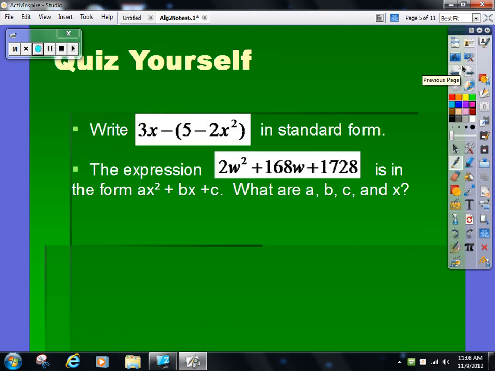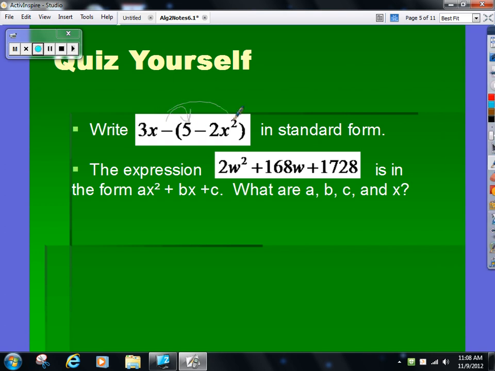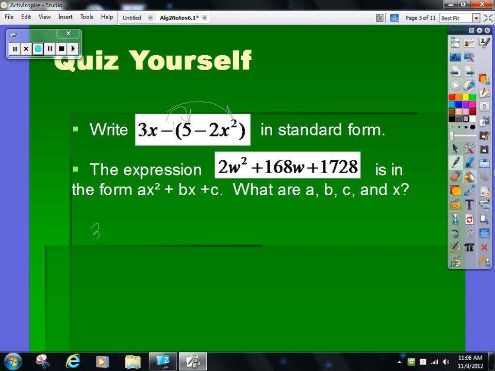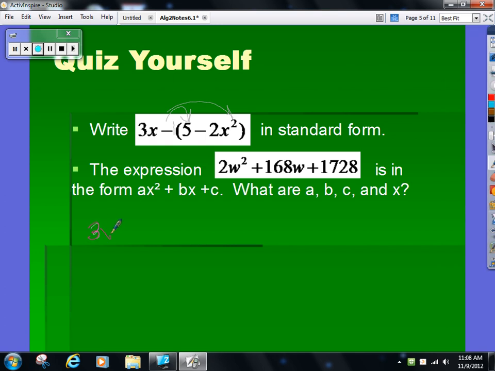Quiz yourself. Write this in standard form. I just told you, standard form was to have them in decreasing order. So I'm going to distribute this negative sign, which is the equivalent of distributing a negative 1. I'm going to go right down here and do this. You can't read that. 3x minus 5. Now it's plus 2x squared.